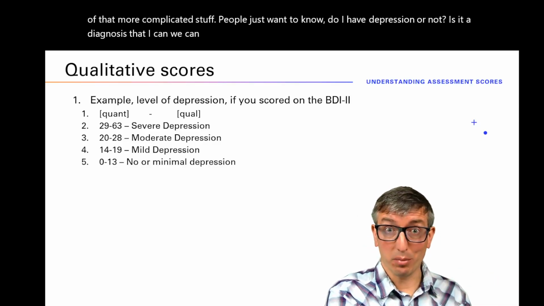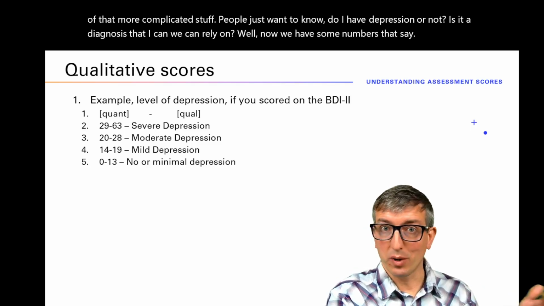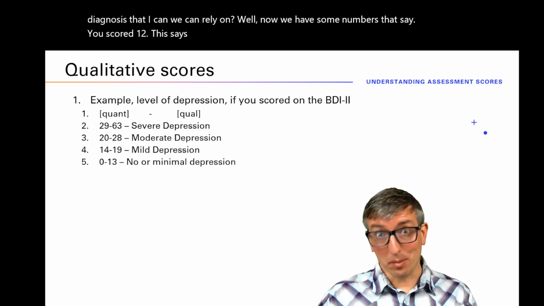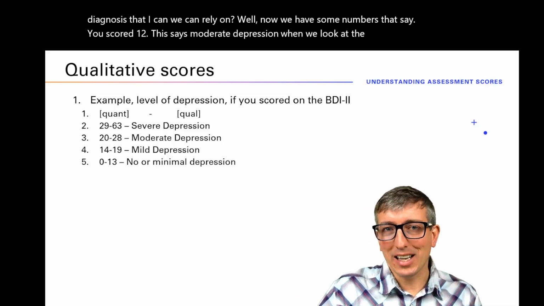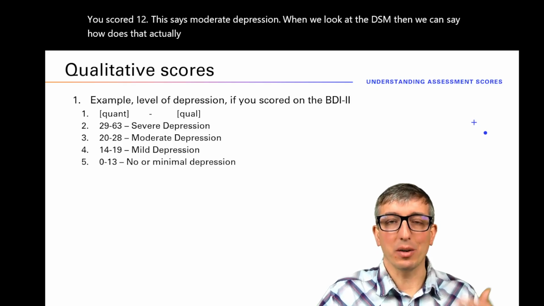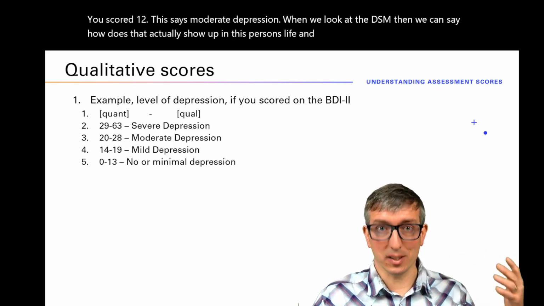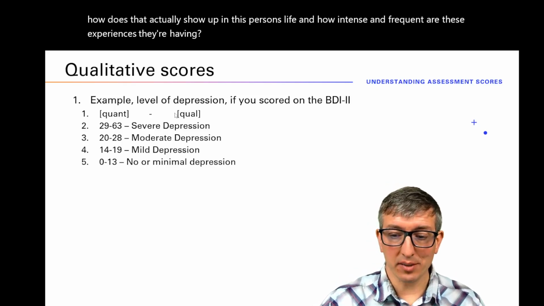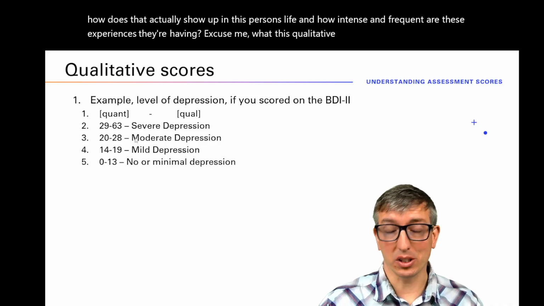Well, now we have some numbers that say you score 12. This says moderate depression. When we look at the DSM, then we can say, how does that actually show up in this person's life and how intense and frequent are these experiences they're having? What this qualitative score means is it just gives us some language to talk about.